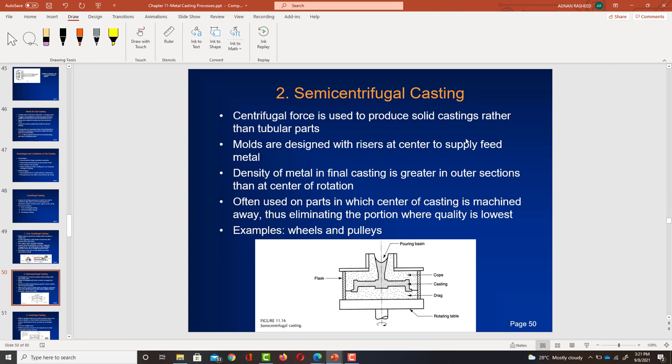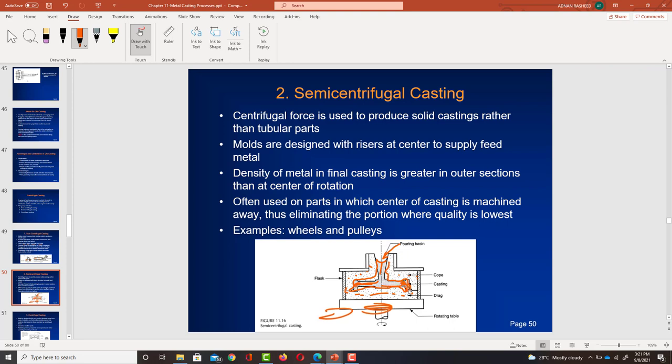Semi-centrifugal casting. In that, centrifugal force is used to produce solid casting rather than tubular. So you can have a pouring basin and you just pour. Now this is the pattern. You can see this is the pattern that is packed around with sand, the cope. Clear? You have to pour the molten metal in that, and this cope or drag is attached with a rotating table. This table usually rotates, and due to the rotating action the molten metal flows outside.